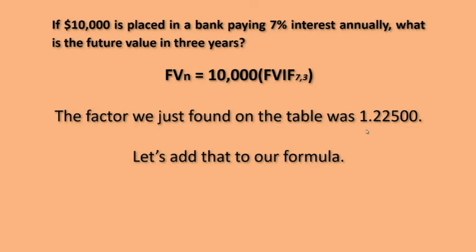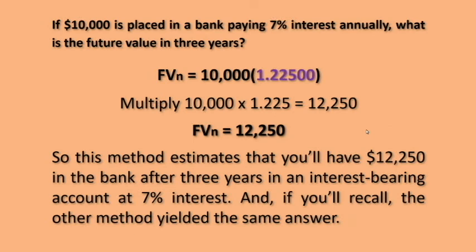So basically, we insert that into the formula. FV equals 10,000 times this factor, which is 1.225. Add that to the formula. Bingo, bango, there you go. And then if you multiply that, 10,000 times 1.225, you get 12,250. So that method estimates that you're going to have $12,250 in the bank after 3 years in that interest-bearing account. And if you'll recall, that's the same as the other method. So they both yielded the same answer.